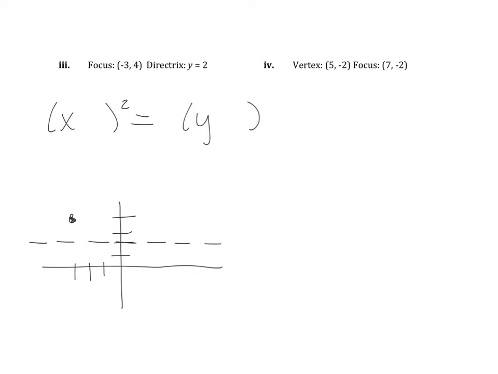Based on what we know about a parabola, the vertex is directly in between the focus and the directrix. So our vertex must be at -3, 3, because that's going to put us right in between our focus and our directrix. So we can put those numbers in here, +3, -3, and then our p-value is the distance from the focus to the vertex, and that's only 1 unit here. So 4p is going to be 4.